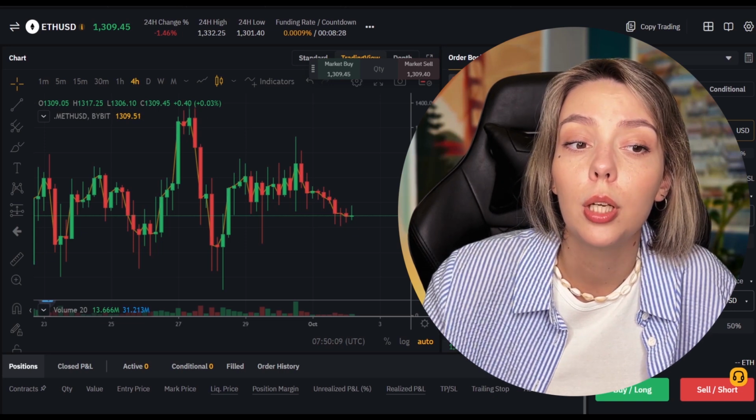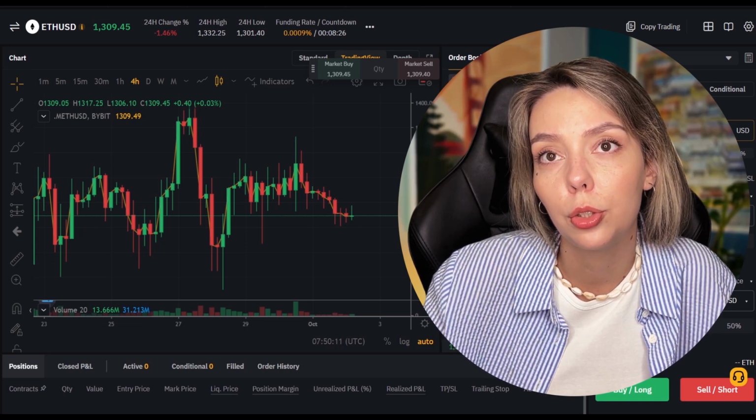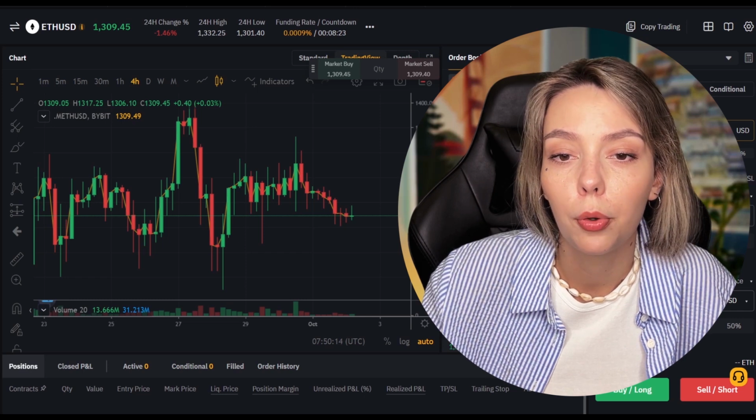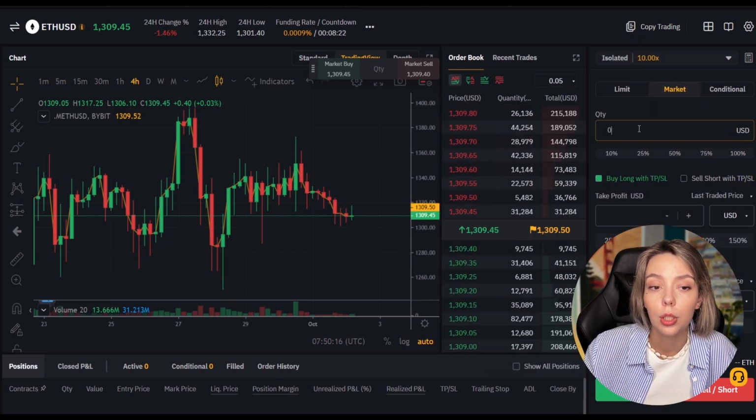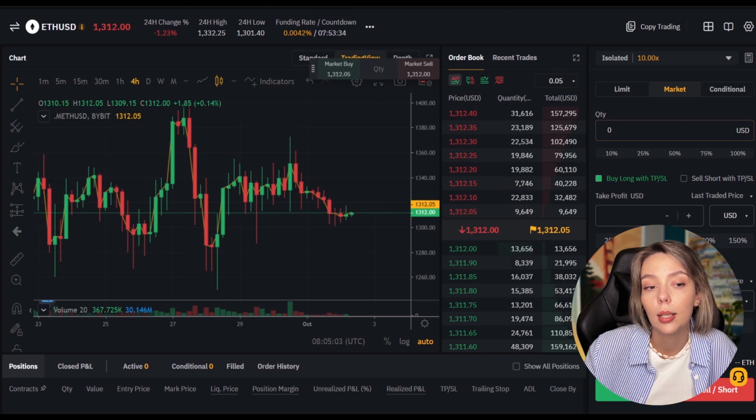So guys, that brings us to our next point, which is the margin you use. We briefly touched upon in the start of the video what leverage is, and now we understand a bit more about what leverage is. You can understand how to use it in a trade. So as you can see, at the moment we're set at 10x leverage.